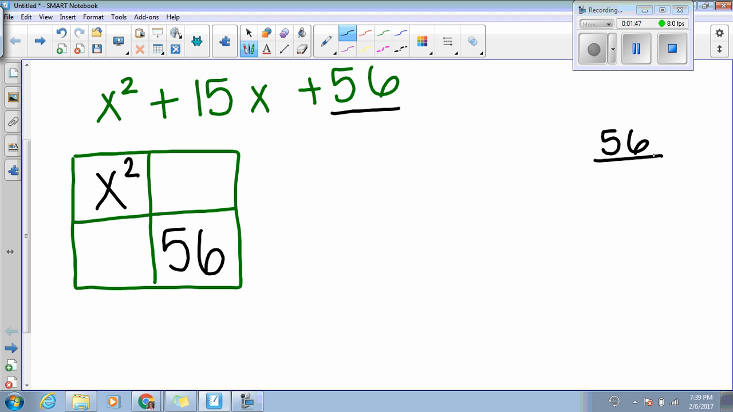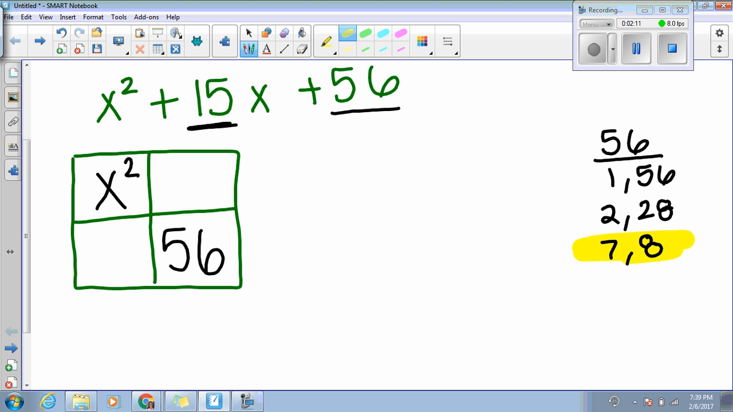So first I'm going to list those. So I have 1 and 56, 2 and 28. Okay, and I know off the top of my head, I know 7 and 8. Now, which of these pairs add up to 15, our middle term or our B? Now, that is going to be 7 and 8 because 7 plus 8 equals 15.